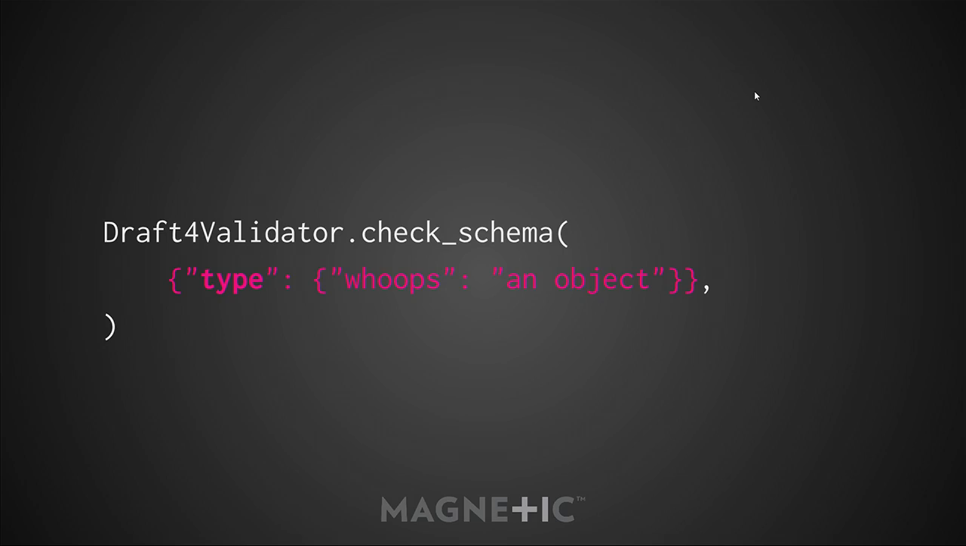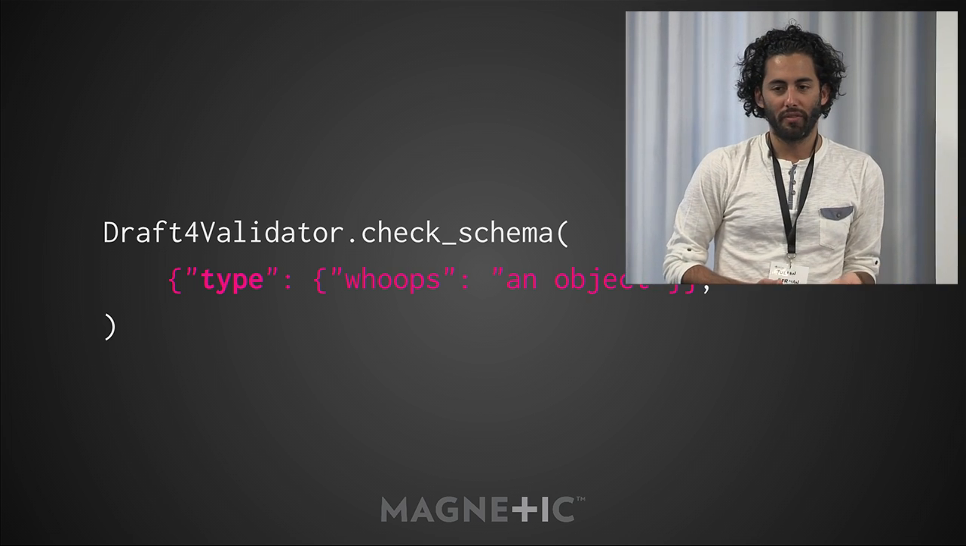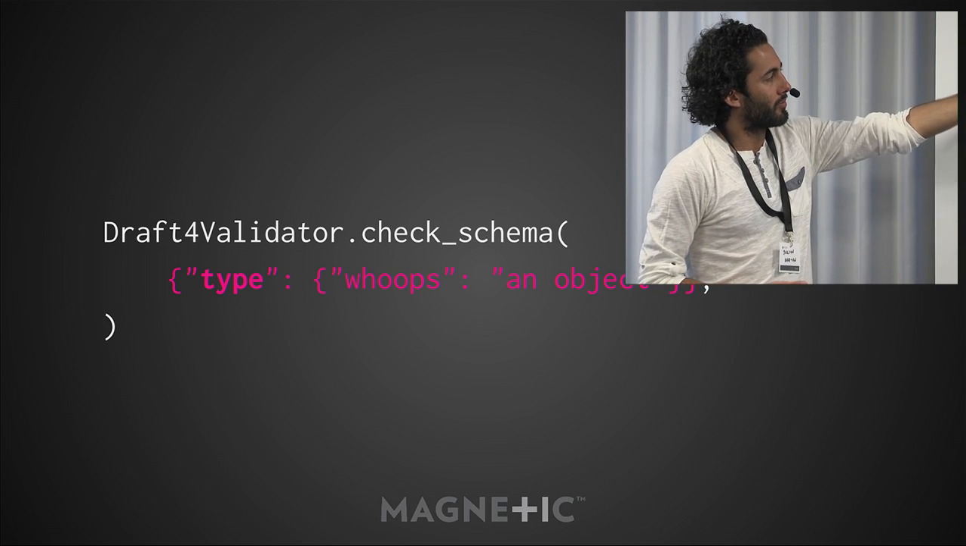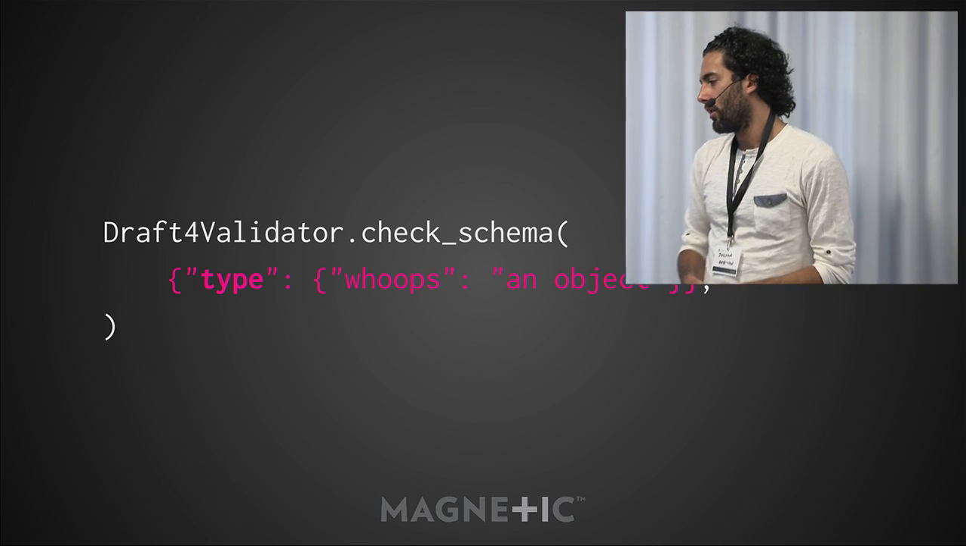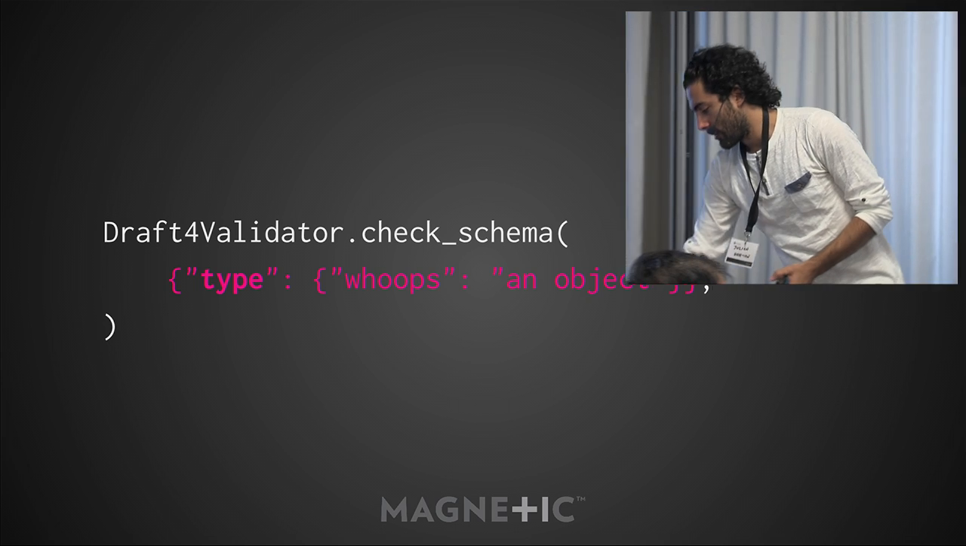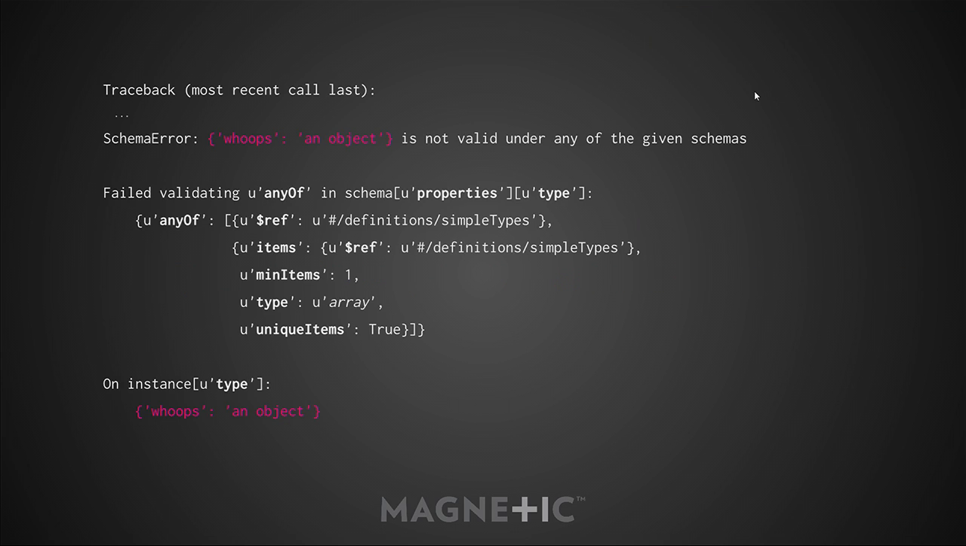But there is a class method on the object that we've been using that can take a schema and tell you whether it's valid under the meta schema. You call this .checkSchema class method and pass in a schema, which in this case happens to be invalid. It's like type, but the value of the type validator there is an object, which isn't allowed. When you call this class method, you will get a traceback. It's very similar to the traceback that we've seen before. It says schema error now instead of validation error, but otherwise, it's exactly the same.